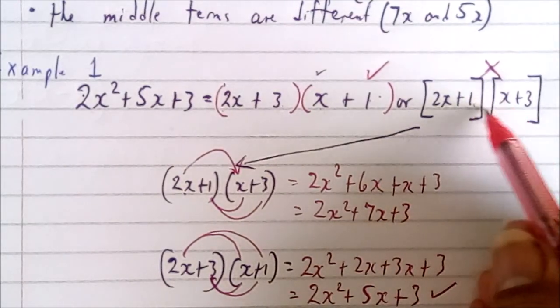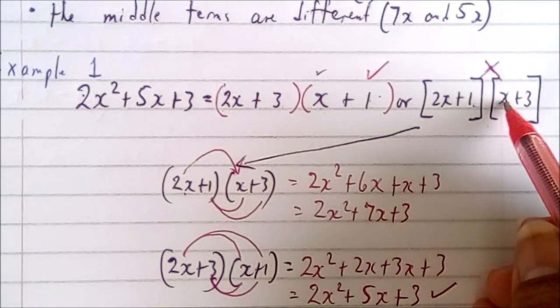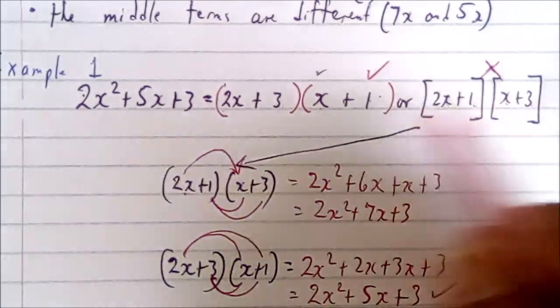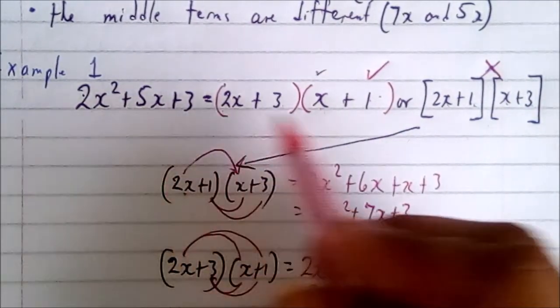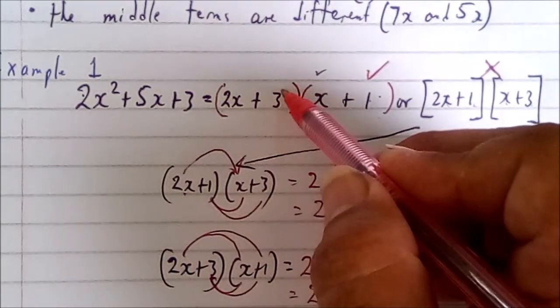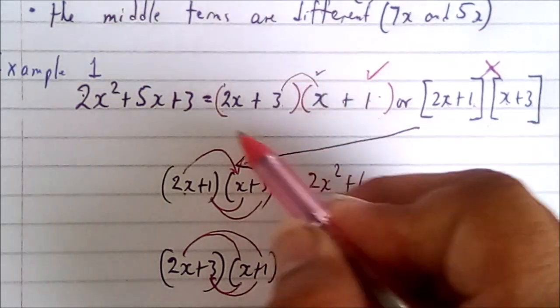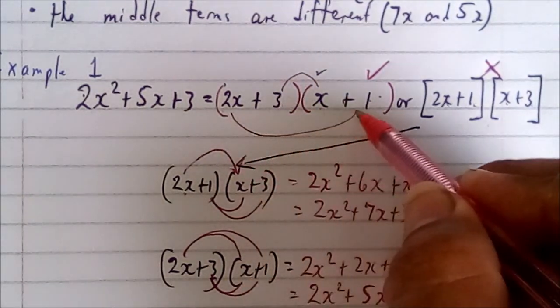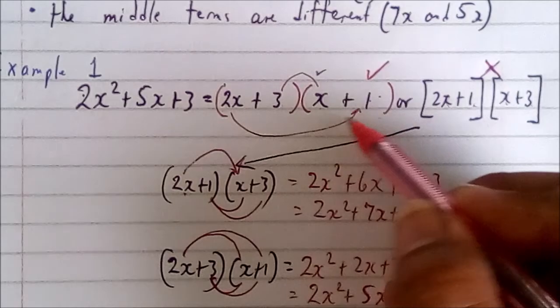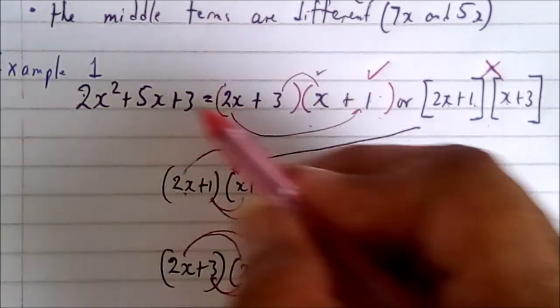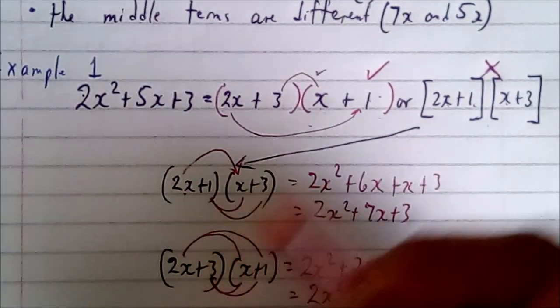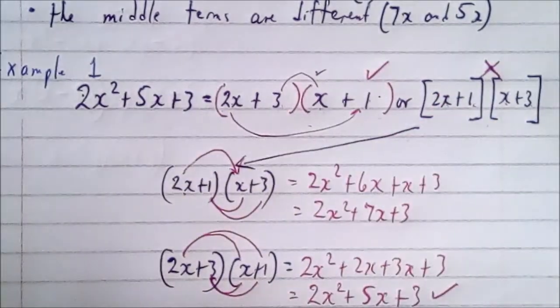Multiplying these two, we have x and 6x, that's 7x. We don't need that. But here, 3 times x and 2x times 1 gives us 3x and 2x, 5x. So this is the correct method. So that's the trial and check method.